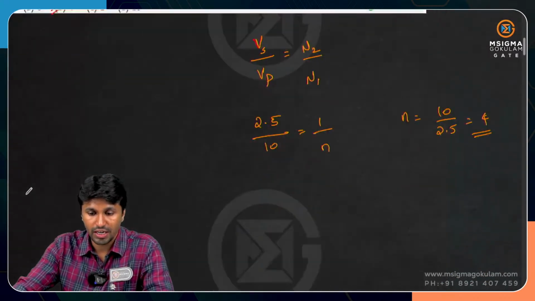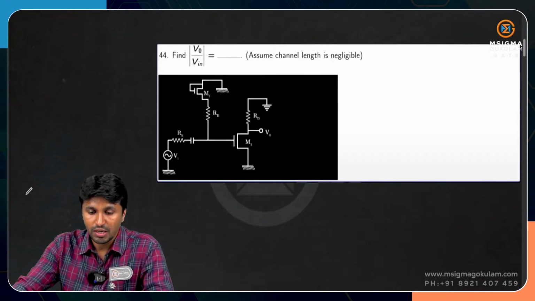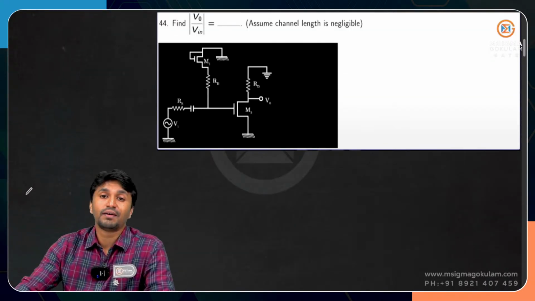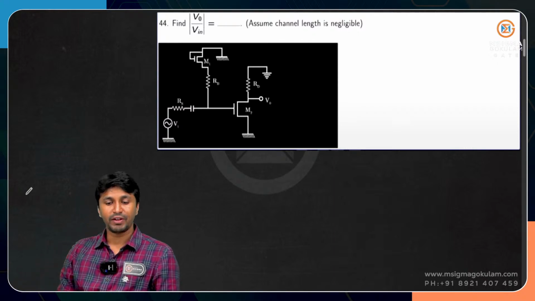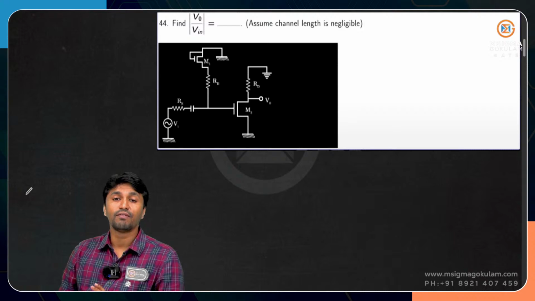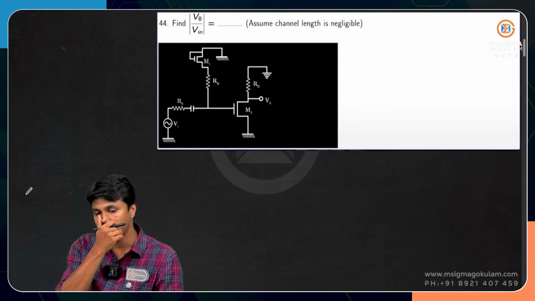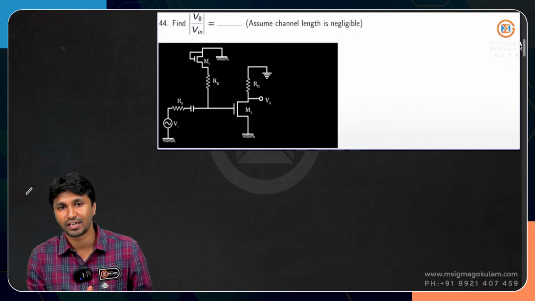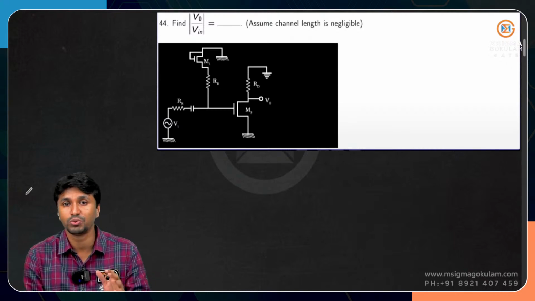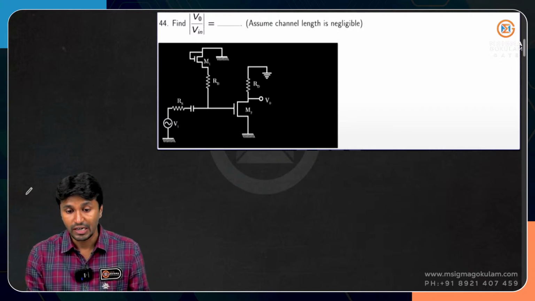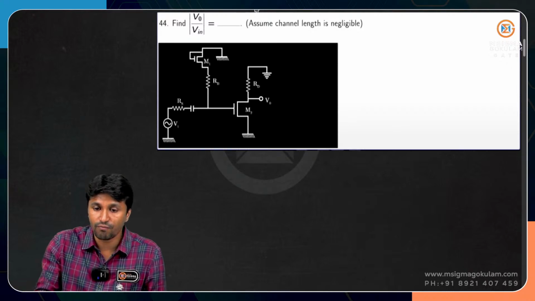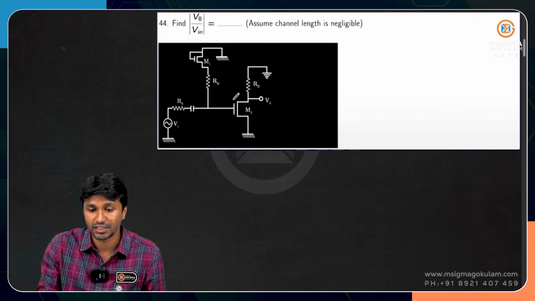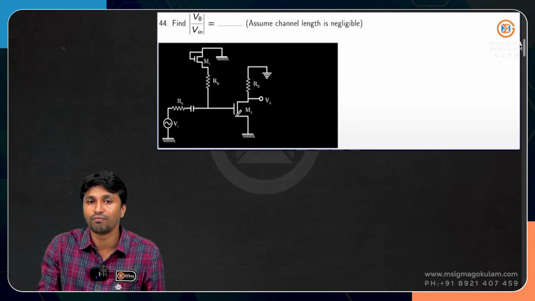Now let us move on to the next problem. This is a problem from analog electronics. You are given an amplifier and you are asked to calculate the voltage gain, right? We have done many similar problems in our class, and I have taught you many shortcuts to solve these types of problems. So look at this one. How do you calculate the voltage gain without spending much time?